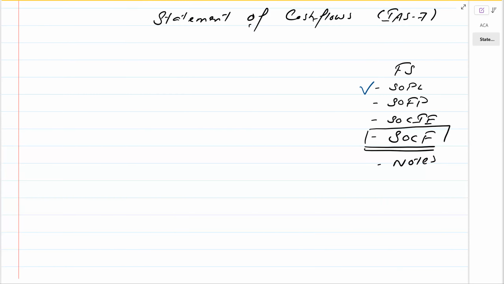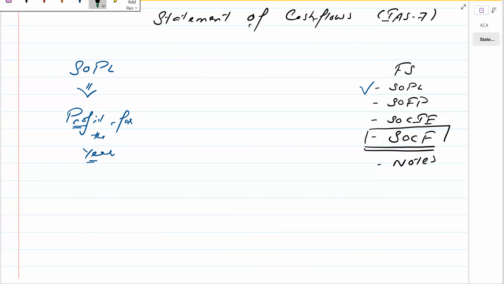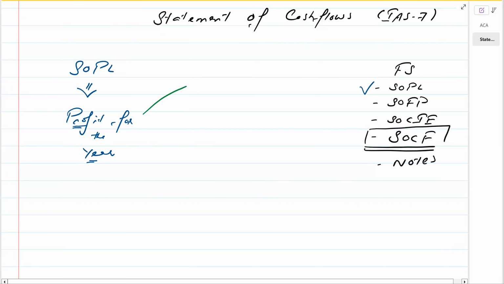In the statement of profit or loss, you have the profit for the year. So why do you still need the statement of cash flow? Can we say that this profit, which is calculated from the statement of profit or loss, represents the cash? So the answer is no. This profit for the year is not the cash flow. Why is that? Because in the calculation of this profit, there are two things.